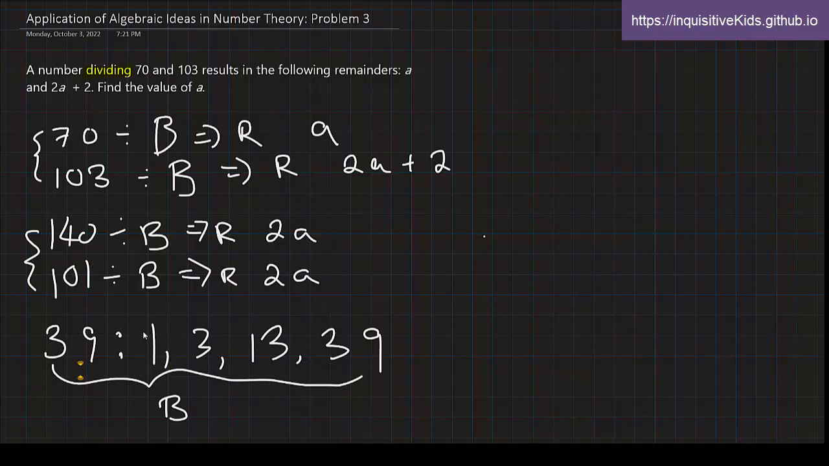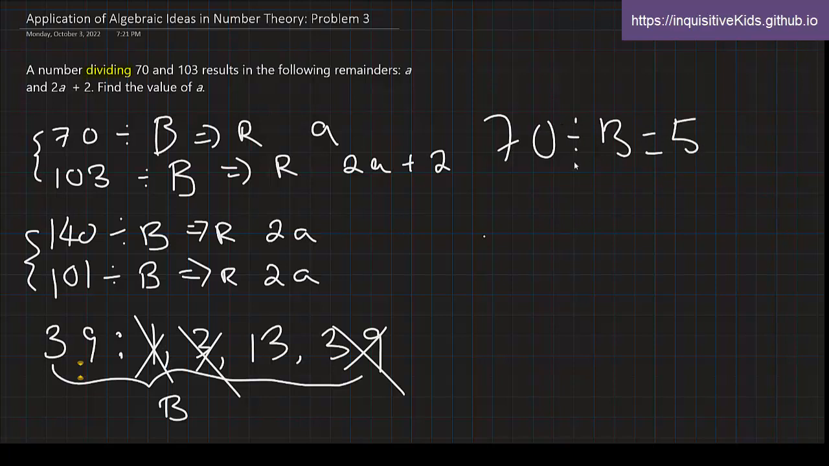In the end, you will eliminate 1, 39, and 3, and our final possibility for b would be 13, and only 13. So now, since b is 13, let's substitute that in. 70 divided by 13 is equal to 5, right? 5 times 13 is 65, with a remainder of 5. And that remainder would be a. So our final answer is a is equal to 5.